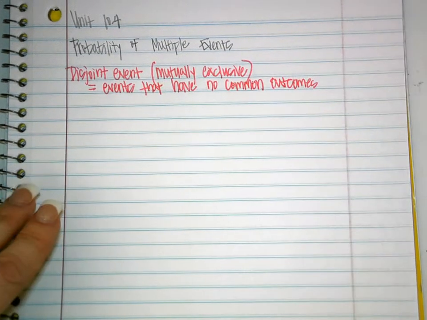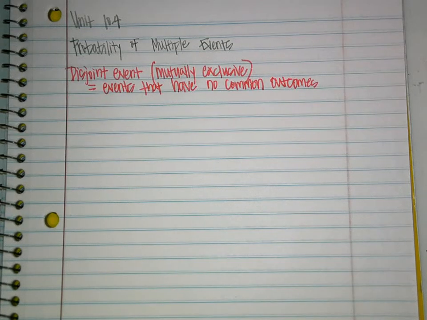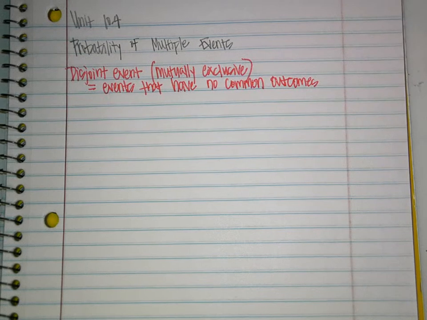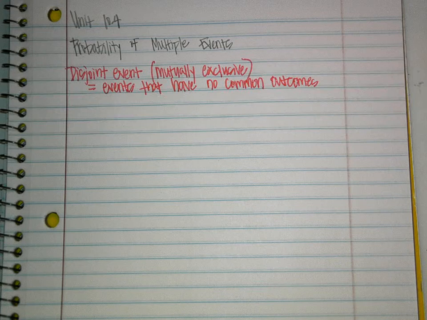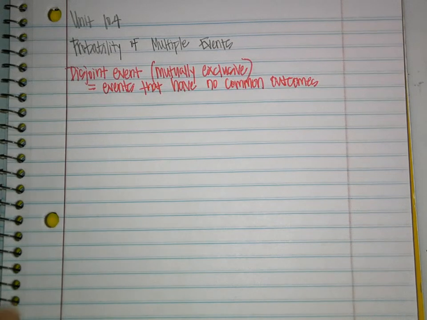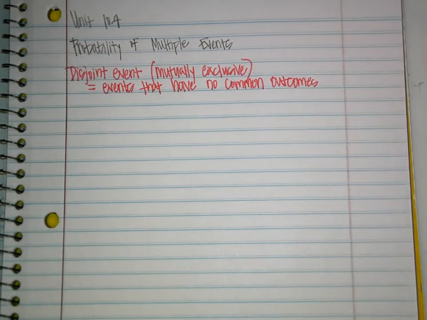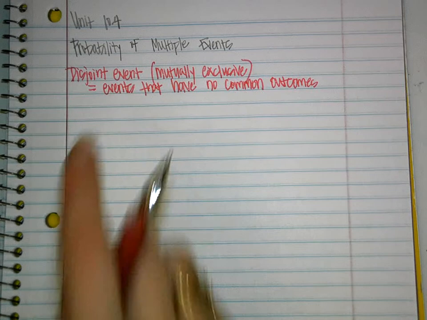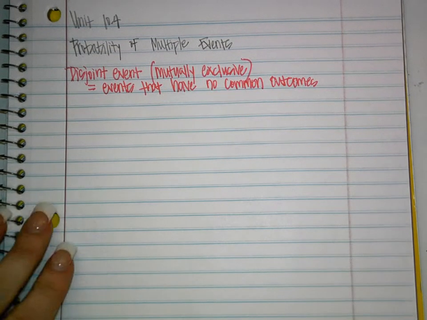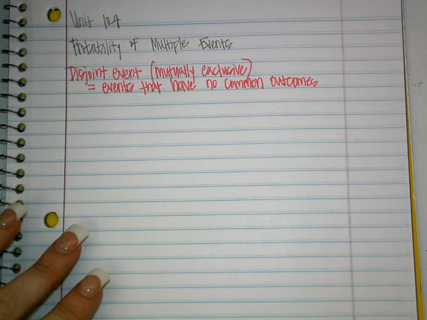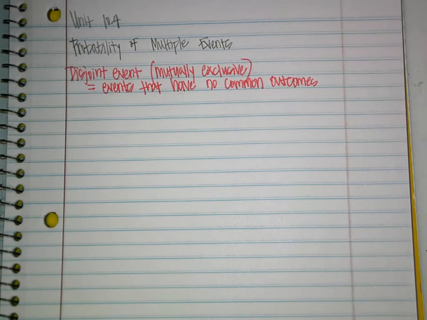So two different things happening that it's not possible that both could happen. Something like if I picked one person in this class and it was either a sophomore or a junior. It's not possible that I could pick one person and they would be both a sophomore and a junior. You are classified as one. So disjoint events are events that have no common outcomes. Not even possible.